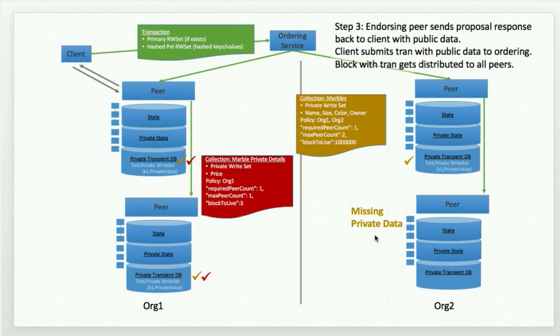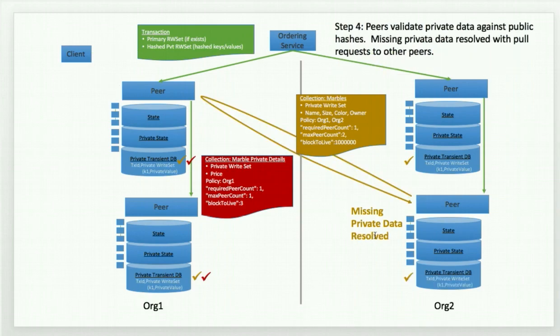In the next step, the endorsing peer sends the proposal response back to the client. The client submits the transaction to ordering, and the block with the public transaction gets distributed to all the peers. Next, the peers with the private data will validate the private data against the hashes in the public transaction.